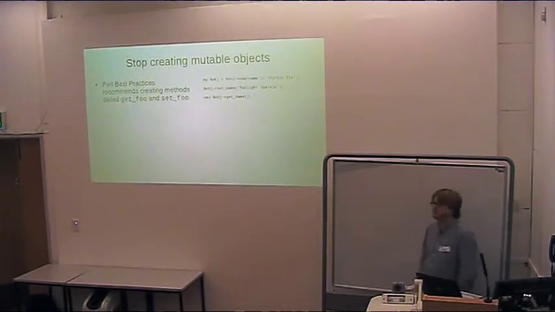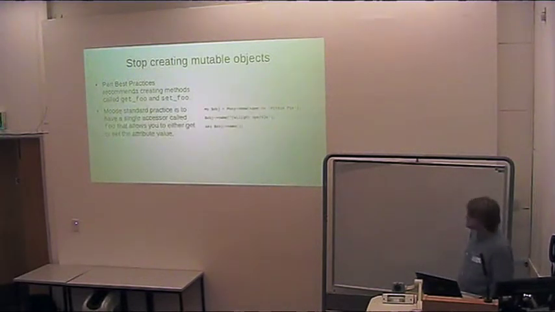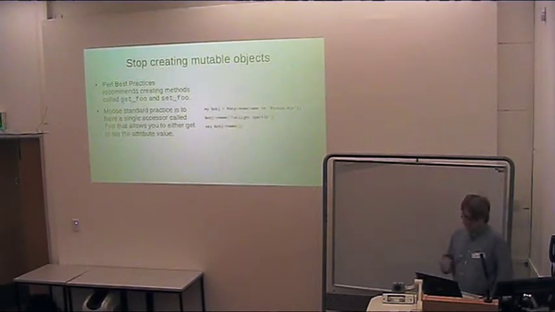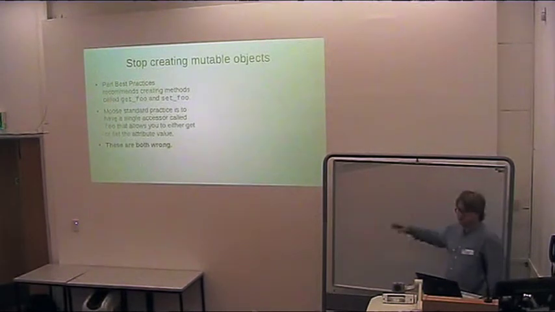This is the traditional Perl best practices way of doing an accessor of a piece of object data. You have a get_foo, set_foo. So this is an example. The standard Moose way is a bit different. Instead of separate get and set methods, you have just one method, and depending on whether you call it with an argument or not, it acts as a setter. You can still do the get/set thing with Moose, but these are both wrong.